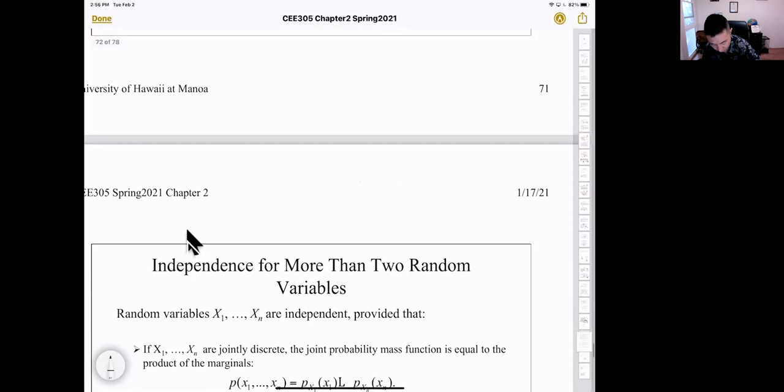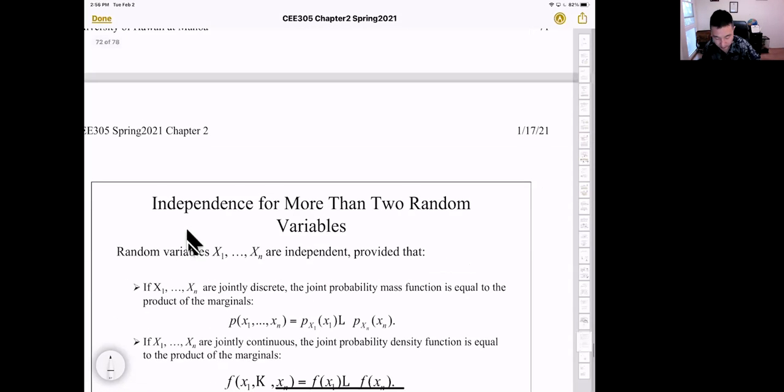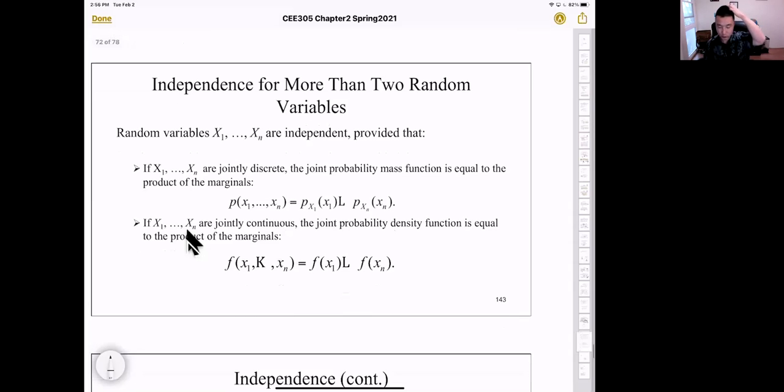And if I have more than two variables, this equation will hold true, providing x1, x2, up to xn are independent, and these two equations will hold true. Again, this is not L. So the products of the marginal functions, depending on whether it is discrete or continuous variables.